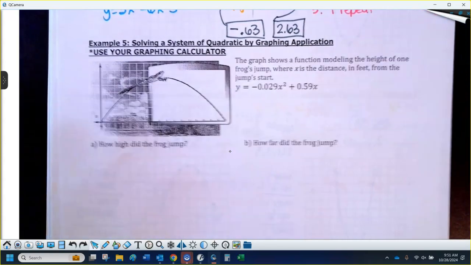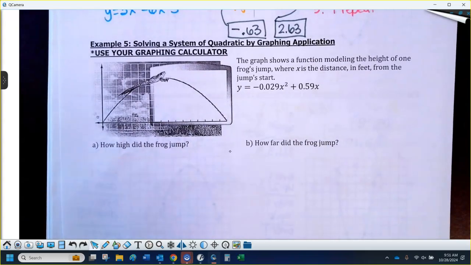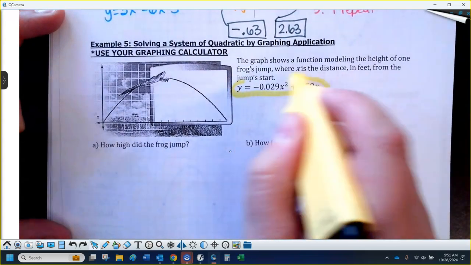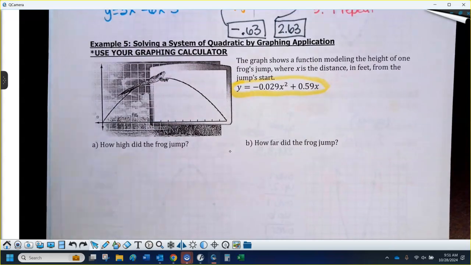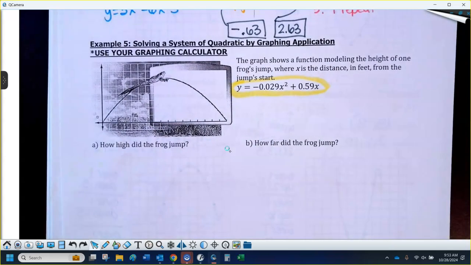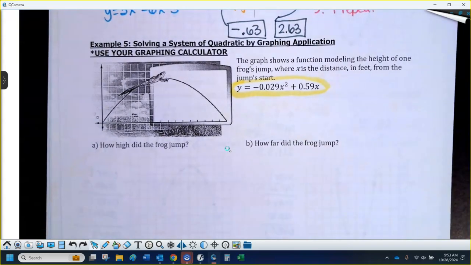Type this equation, like go back into your y equals, and we're going to type this equation, and it's going to model how this frog is traveling. Okay, anybody else?